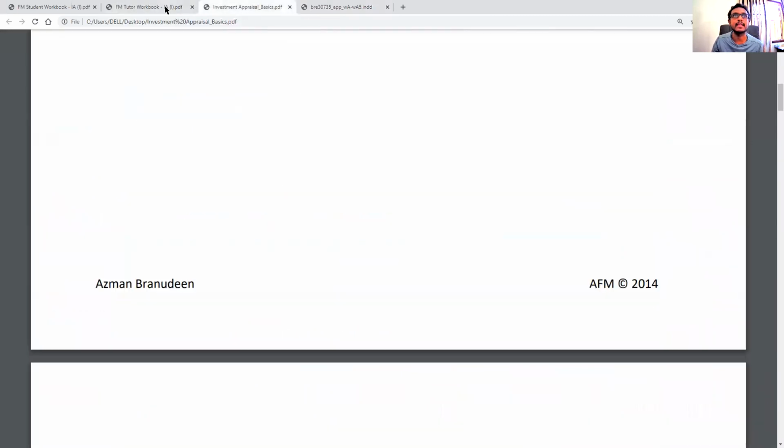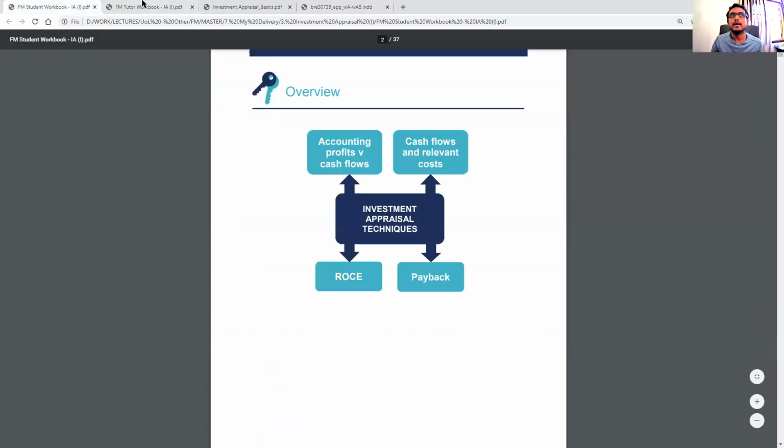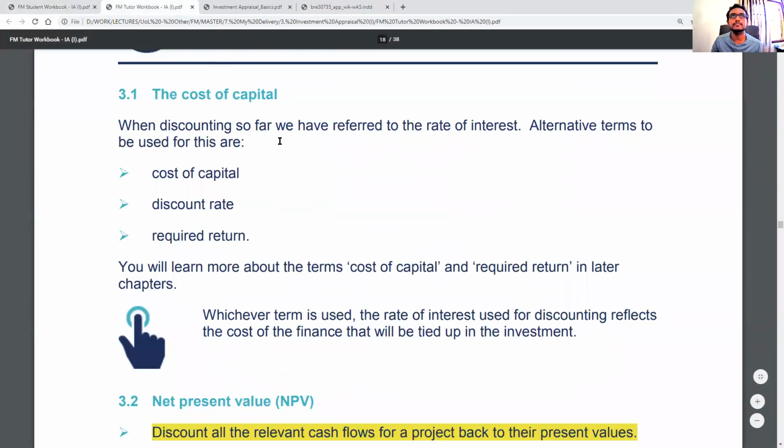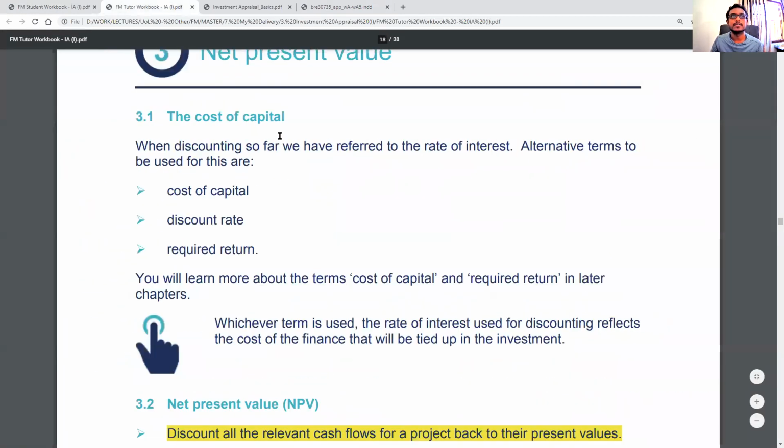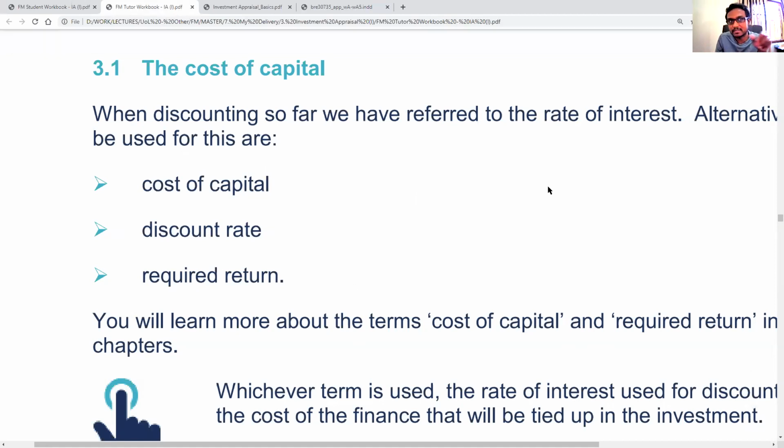All right, then finally, we can look at net present value. So when discounting so far, we have referred to the rate of interest, alternative terms to be used. As we go forward, you will start seeing these words: cost of capital, discount rate, required return, interest rate, rate of return, etc. All of these are just different labels for the same word, that R, simple R.